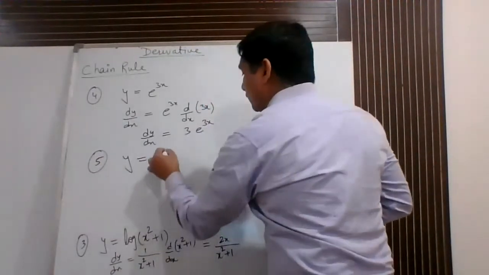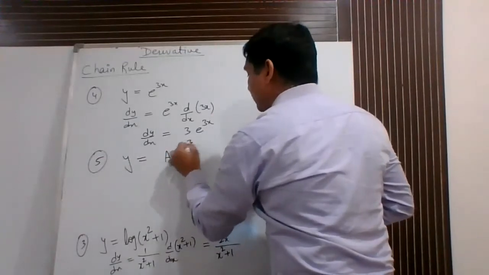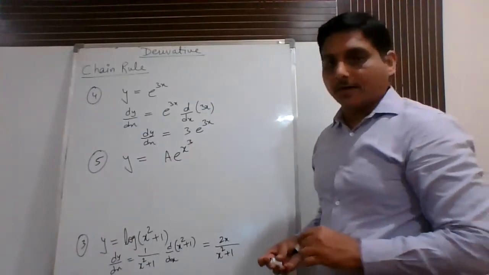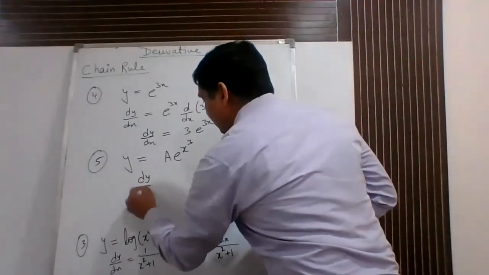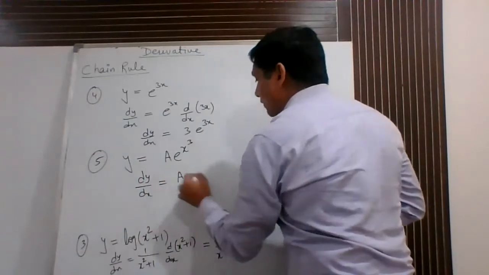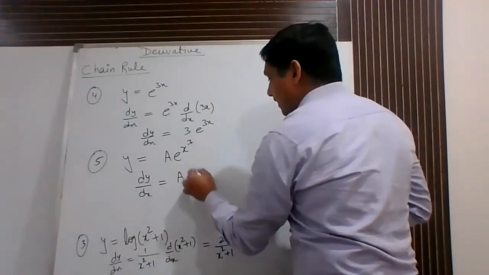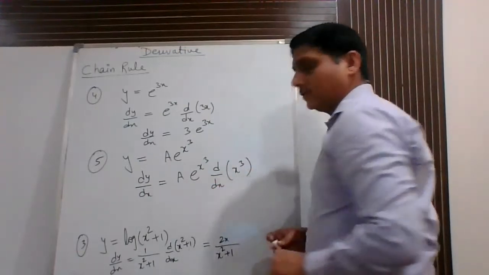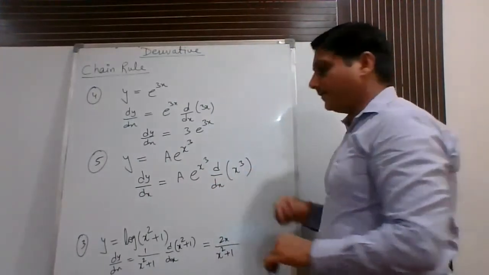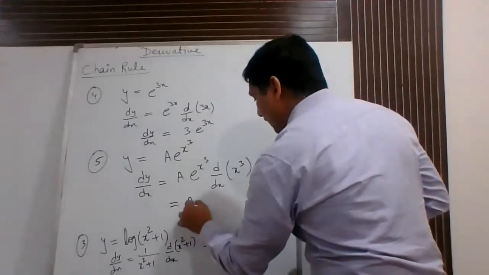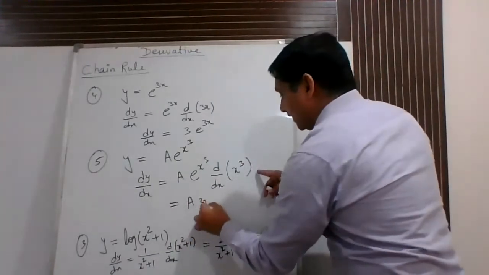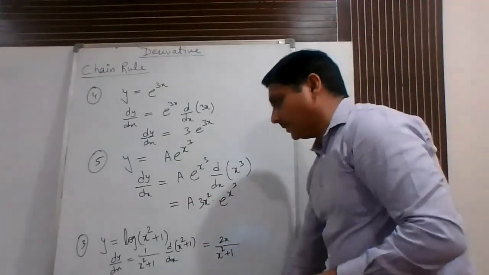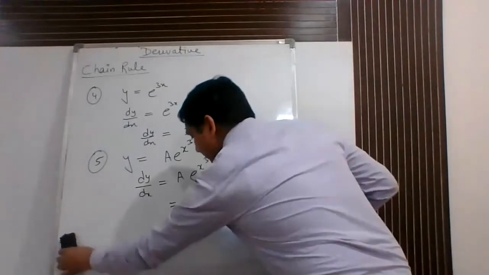Next is y is equal to A e to the power x cube. Now it is understood that this capital A is a constant quantity. So dy upon dx will be equal to, A will move outside, the derivative of this will be e to the power x cube, then we have to take the derivative of x cube. So finally, when you write this, it will be 3A x square into e to the power x cube. This will be your final answer for this one.